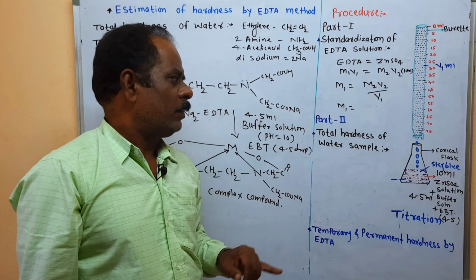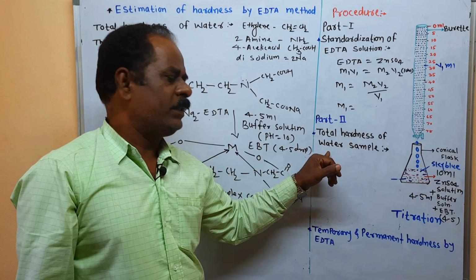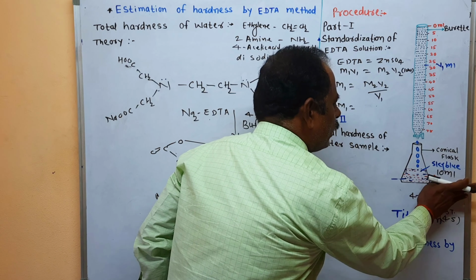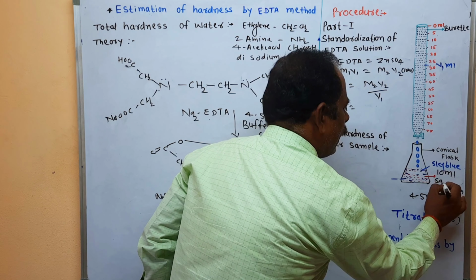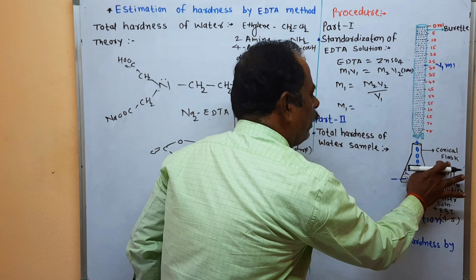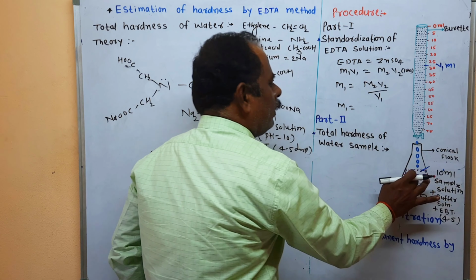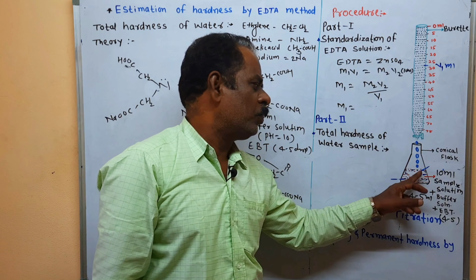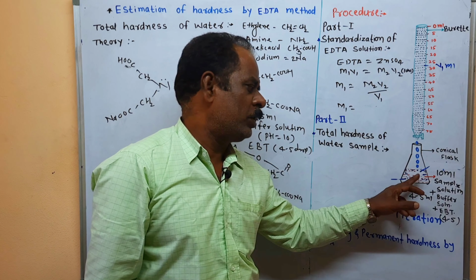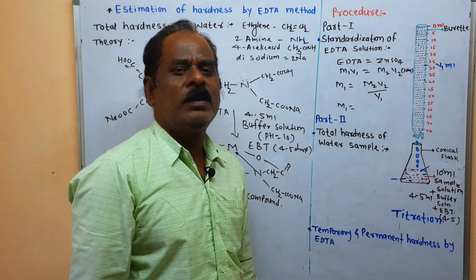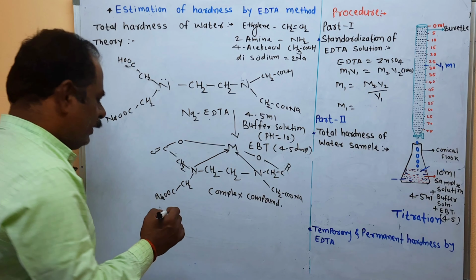Then do the second part: calculate the total hardness present in the water. Here, take the sample solution. Pipette out the hard water sample solution, 10 ml with the help of a pipette into the conical flask. Again, add 4 to 5 ml of buffer solution to the hard water sample solution, and 4 to 5 drops of EBT solution. Then what happens here? What are the reactions?